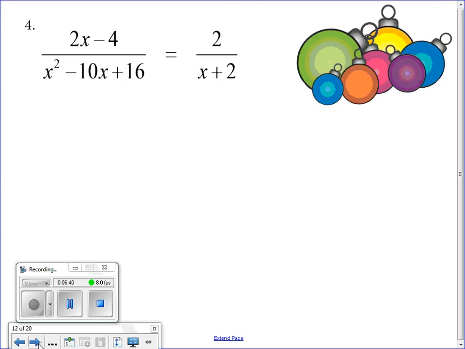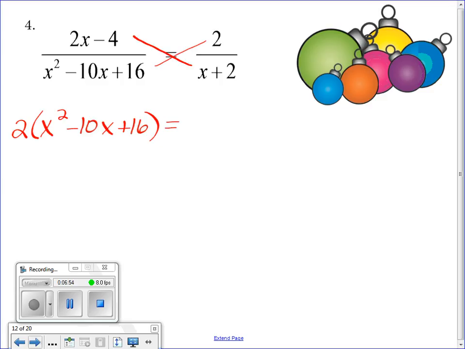All right, one more of this type of problem. Let's see what happens. So when I go to cross multiply, I'll go ahead and write out all the steps here. So I have 2 times x squared minus 10x plus 16 equals. What happens when I cross multiply the other way? Well, the other direction. How do I multiply that? They're being multiplied. So 2x minus 4 multiplied by x plus 2.